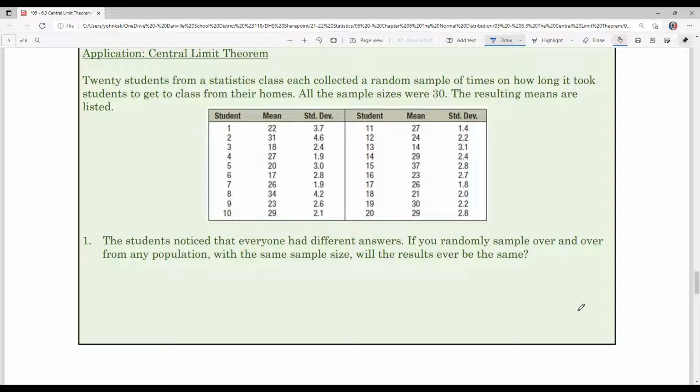Okay, so let's look at an application. 20 students from a statistics class each collected a random sample of times on how long it took students to get to class from their homes. All the sample sizes were 30. The resulting means are listed.